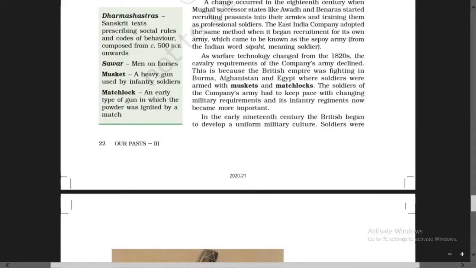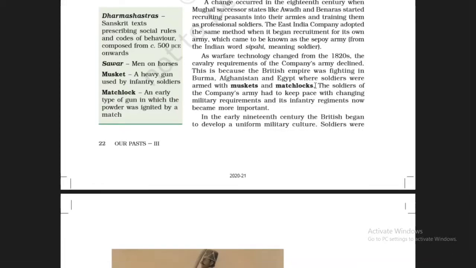As warfare technology changed from the 1820s, the cavalry recruitment of the company's army declined. This is because the British Empire was fighting in Burma, Afghanistan, and Egypt, where soldiers were armed with muskets, meaning guns, and matchlocks, a type of gun.